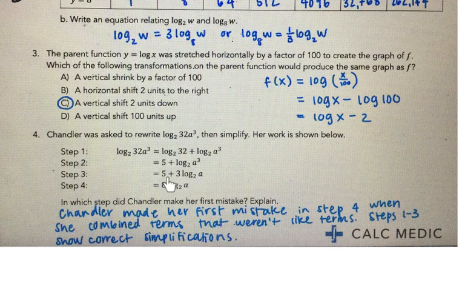And so then she said 5 plus 3 log base 2 of a was 8 log base 2 of a because of 5 plus 3. That's not allowed. So that's where the mistake is made. Her first mistake is in step 4 when she combined terms that weren't like terms. Steps 1 through 3 are all correct. So a log is just like its own variable. Can't combine these because they're not like terms. So hopefully that one makes a little bit of sense.